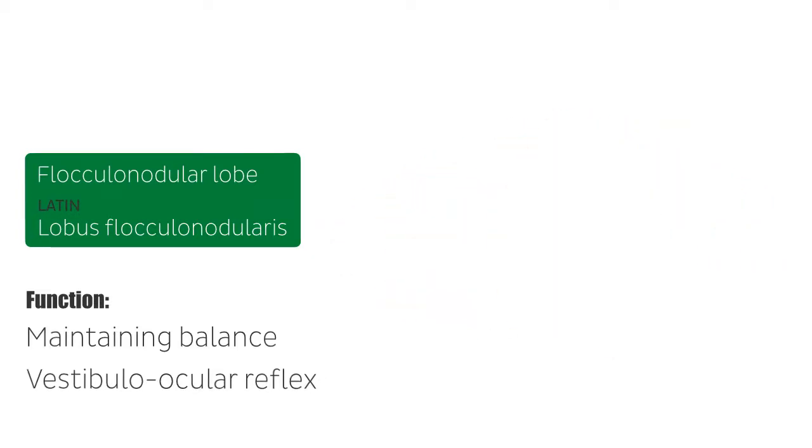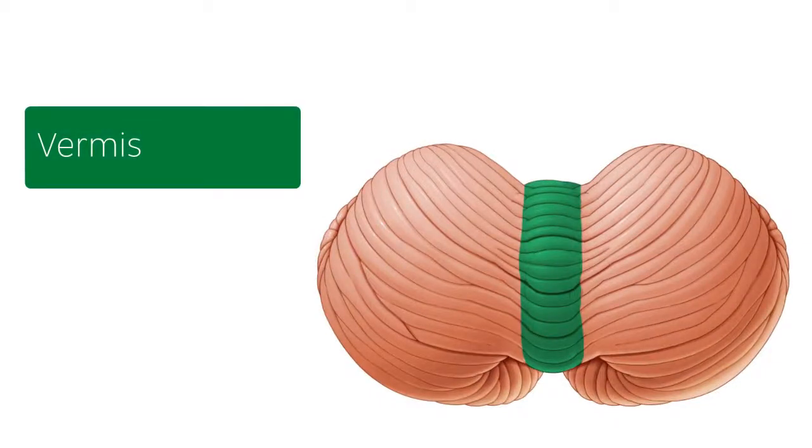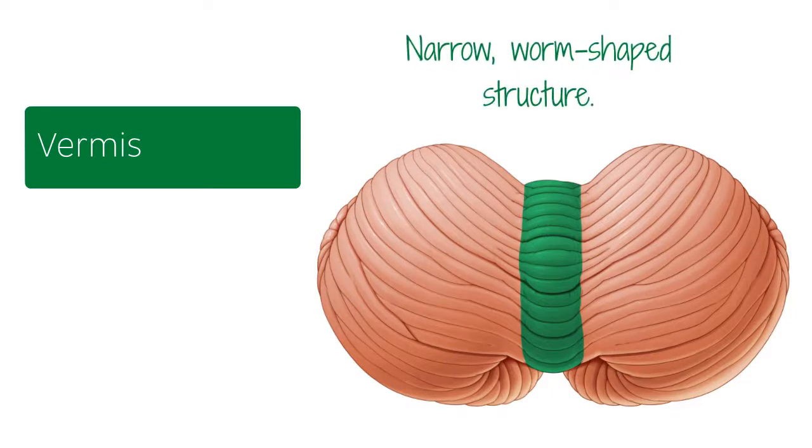Next structure we're going to be highlighting now is known, and we talked about before, this is the vermis. Now we're going to talk about the vermis in a little bit more detail. Now, the cerebellar vermis is a narrow, worm-shaped structure that is located between the two hemispheres of the cerebellum, which you can clearly see here on this image.